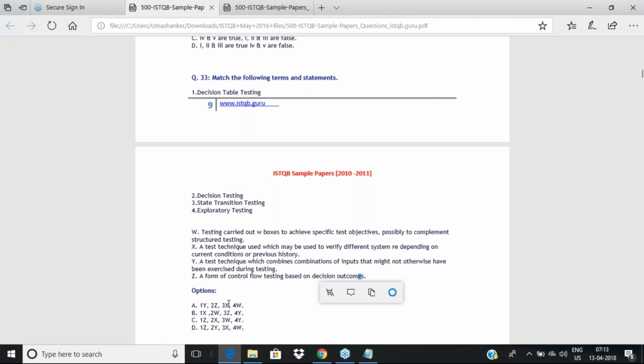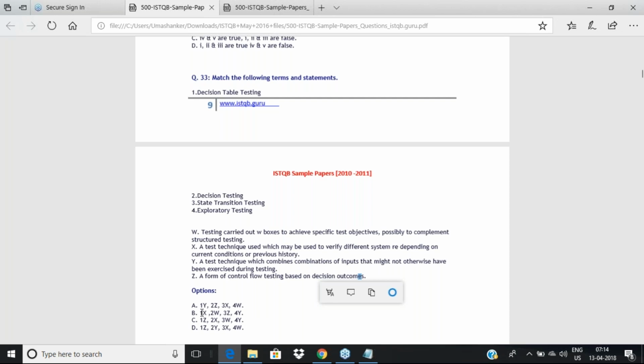3, what is state transition technique? A test technique which may be used to verify different system states depending on current conditions or previous history. Again, seems to be the right answer. 4W, what is W? Testing carried out with boxes to achieve specific test objective, possibly to complete structured testing. Okay, at this point of time, A looks to be a very promising answer, but that does not mean that we cannot rule out others.